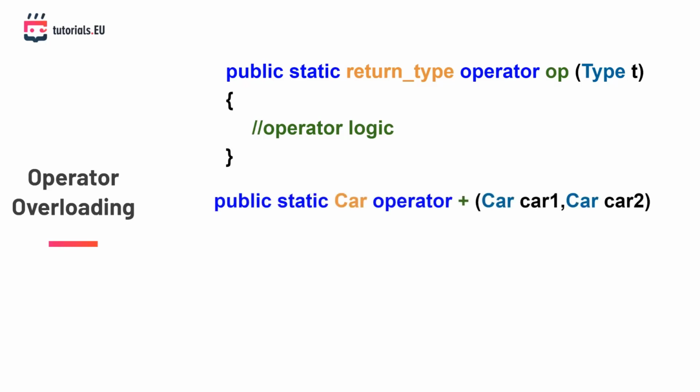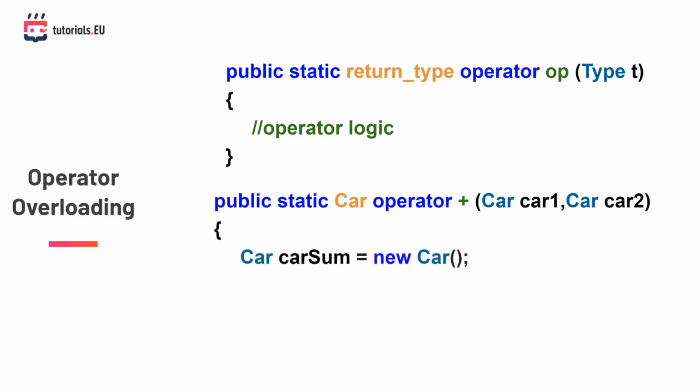For example, if we have a class called Car with a property called speed, then we can overload the arithmetic operator plus using the following code: public static Car operator +. We started with public static, then the return type, which is in this case a Car, then the plus operator, followed by two Car parameters, which we are trying to add together.